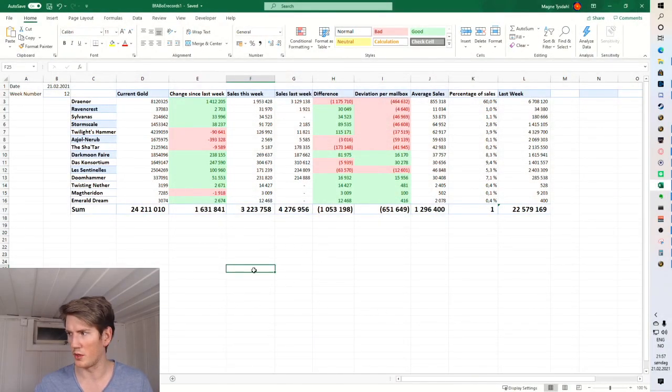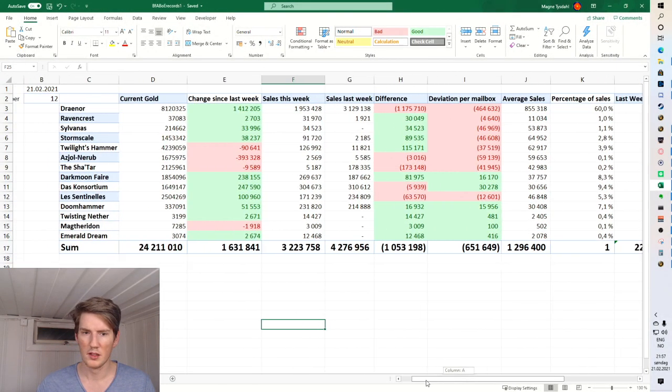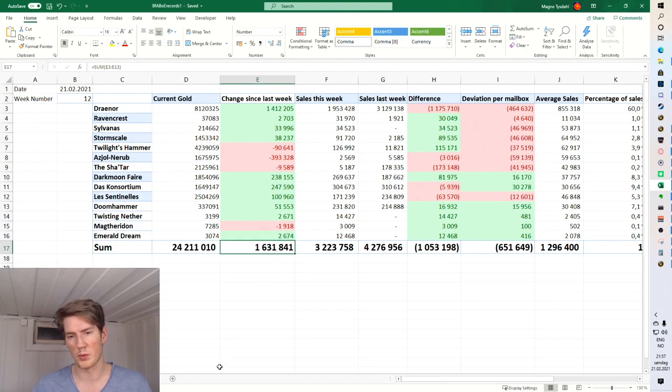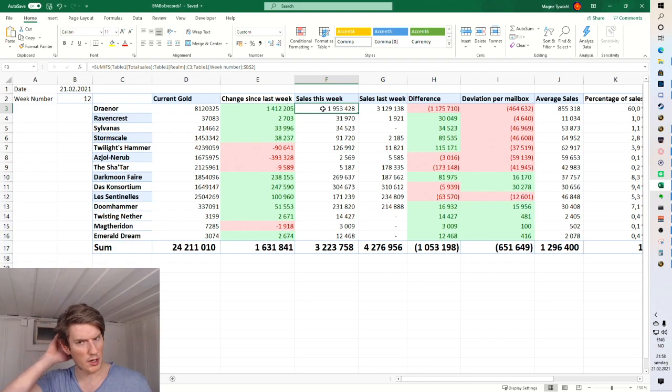So, let's zoom in a little bit here. What are we looking at? We're looking at 24.2 million gold right now, which is obviously fantastic. That's 1.6 million more than we had last week. So, as you can see, a lot of plus liquid gold on Draenor. Not a lot of sales, though. We're down another million in sales.